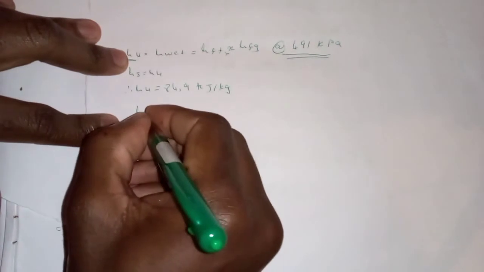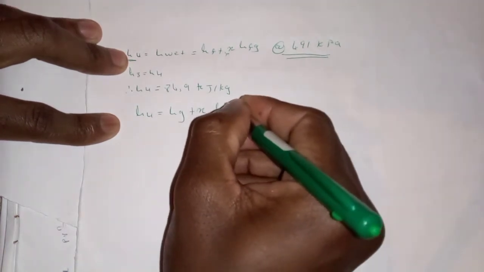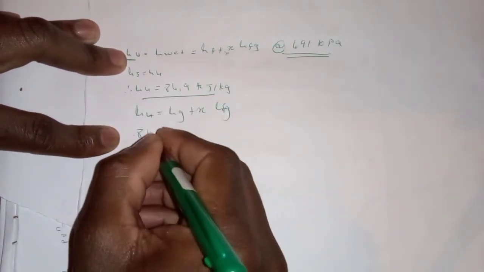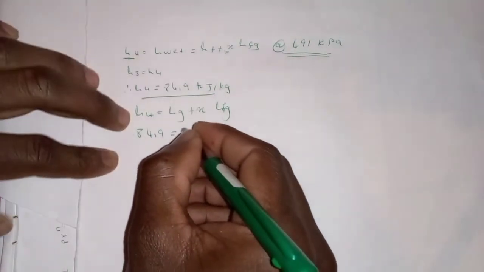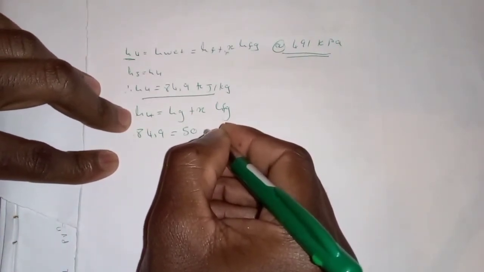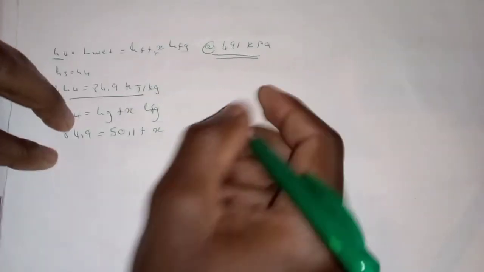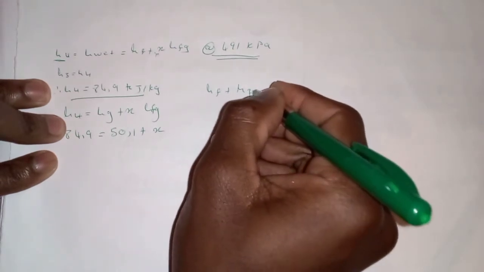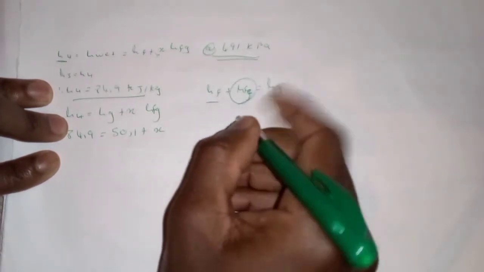This is the pressure which we are going to use to extract our information. So let's go to the formula. H4 is equal to HF plus X HFG. Our H4 we already know, it's 84.9. HF, go to our table. I'm getting mine as 50.1 plus X, which is what we want, and we want what? HFG. We know that HF, we add HFG and end up with HG. We can calculate this from our table.